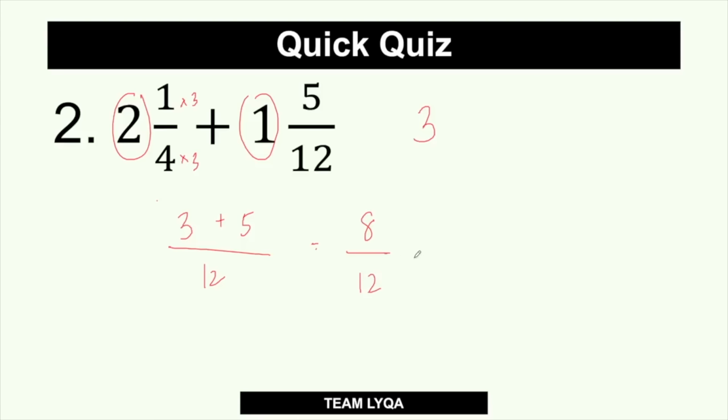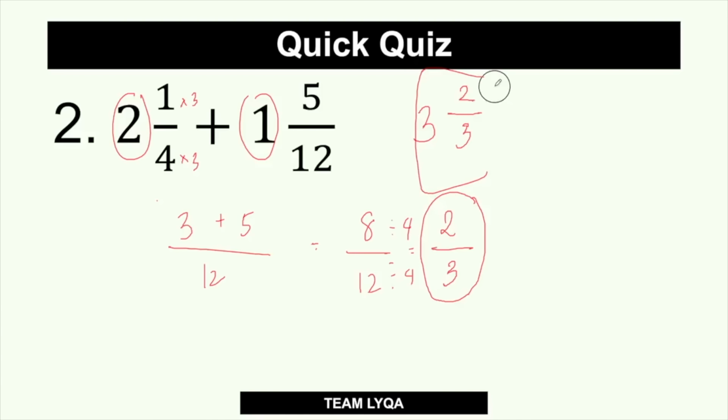And since hindi pa to lowest terms, i-convert ko pa siya, pwede ko siyang i-divide both sides sa 4, right? So this becomes 2 over 3. So the answer is 2 over 3. Ngayon, hindi pa final answer yan kasi huwag natin kalimutan yung sinet aside nating 3. So idadagdag ko lang siya doon, so the answer becomes 3 and 2/3. Yan ang final answer natin. Kinabit mo lang siya doon. Okay? So, yan yung value nun.